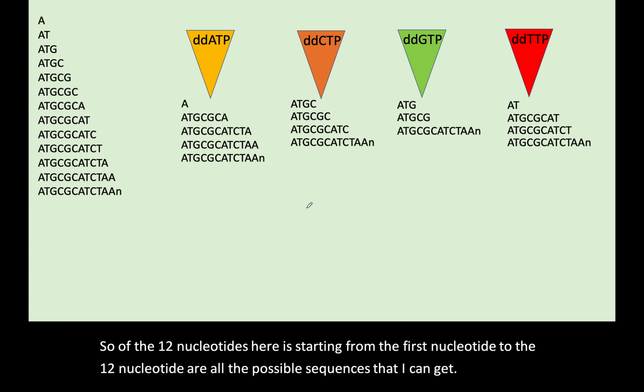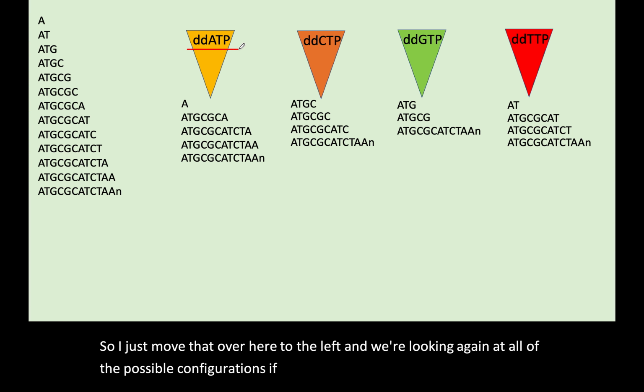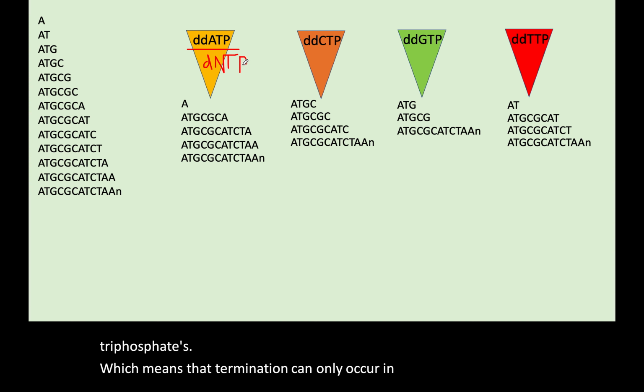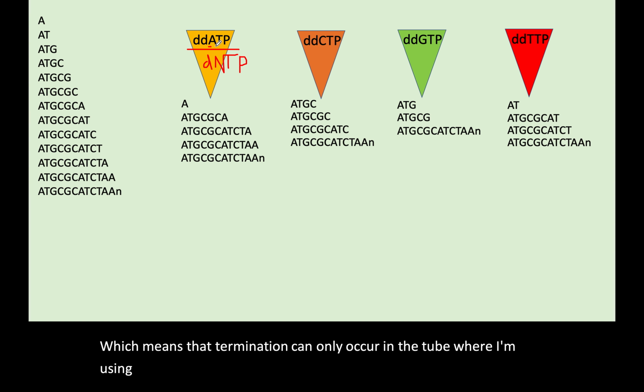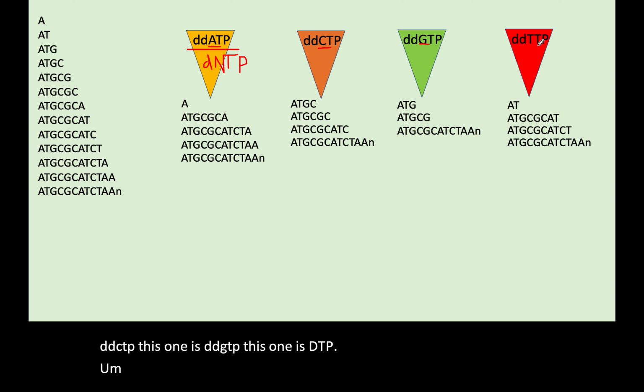Okay, so I just moved that over here to the left, and we're looking again at all of the possible configurations. If I incorporate dATPs, remember all other nucleotides are just single deoxynucleotide triphosphates, which means that termination can only occur in the tube where I'm using the dideoxynucleotide. So in this one, it's ddATPs. This one is ddCTP. This one is ddGTP, and this one is ddTTP. And this is useful for me, as we'll see moving forward.